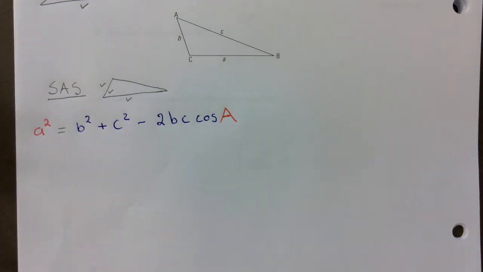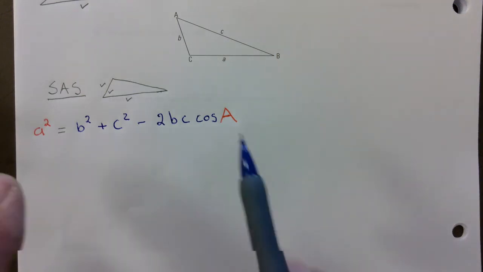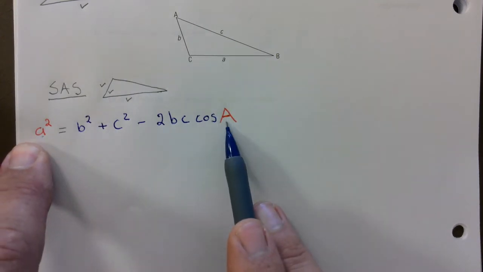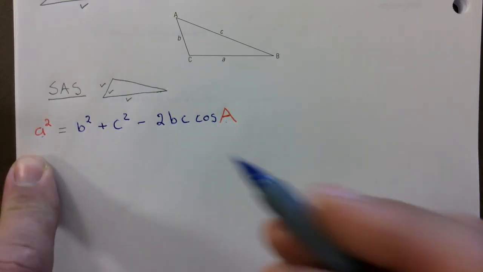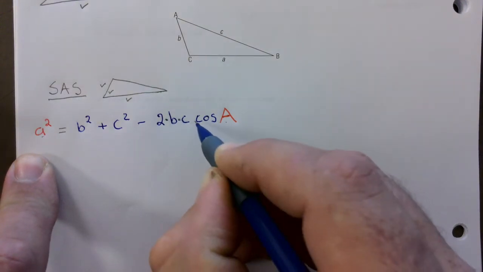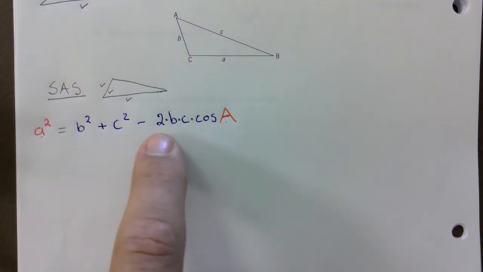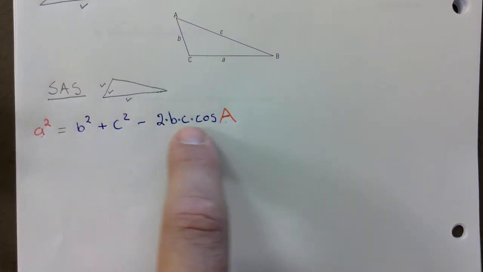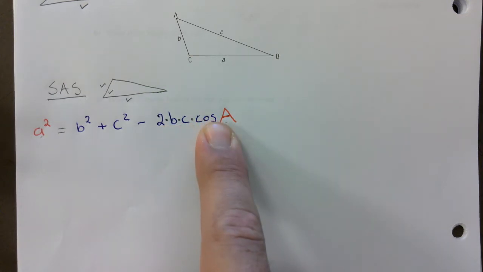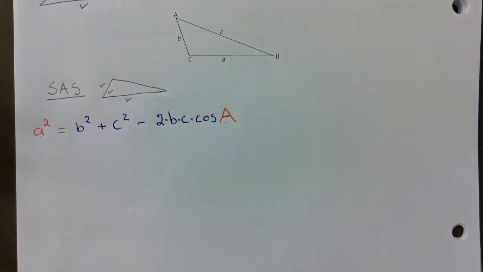One thing to mention is that side A is across from angle A in this scenario. There should be a dot in between all of these. This is saying they're all multiplying each other. It's saying 2 multiplied by b multiplied by c multiplied by cosine A.